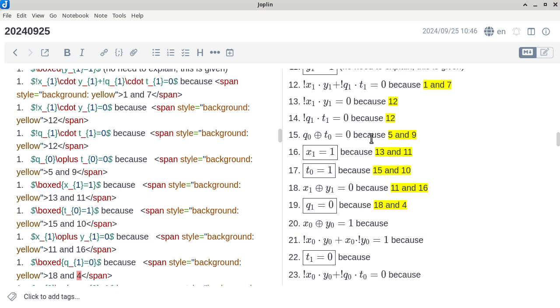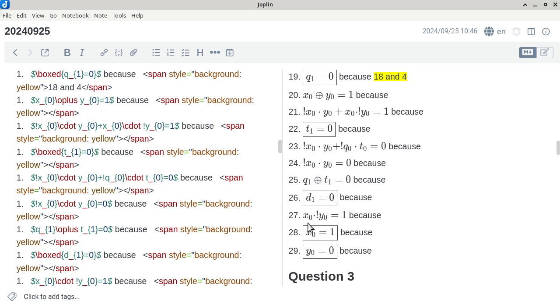And then we move on to line 20. Line 20 is saying, okay, how can we conclude that x0 exclusive OR with y0 is a 1? So this time, we don't know what x0 or y0 is yet. Now, if people are going like, but we do, because it's right here, we know x0 is a 1, y0 is a 0. That is not correct, okay?